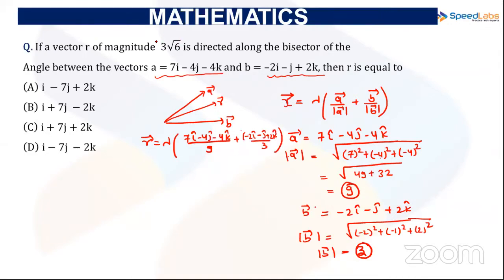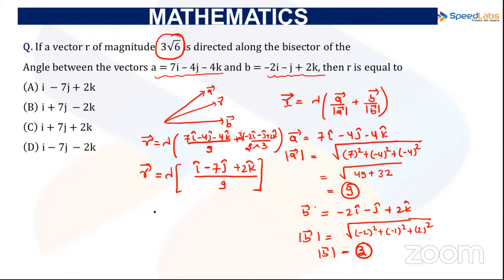All right, now it is given to us in the question that the magnitude of this vector r is 3 root 6. So if we talk about the magnitude, let's add these first. Taking the LCM and adding, we multiply and divide by 3, right? So this will be lambda as it is, and in the denominator you will have 9. 7i minus 6i, so it will be i, and minus 3j minus 4j, it will be minus 7j, and minus 4k plus 6k, so it will be plus 2k. All right, so this is finally your r vector.